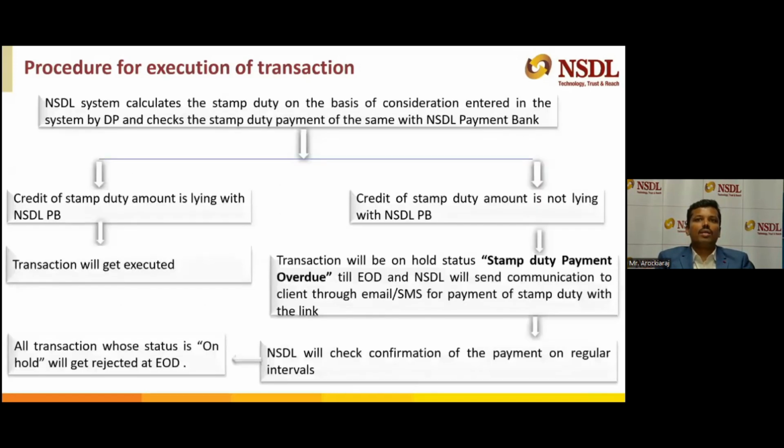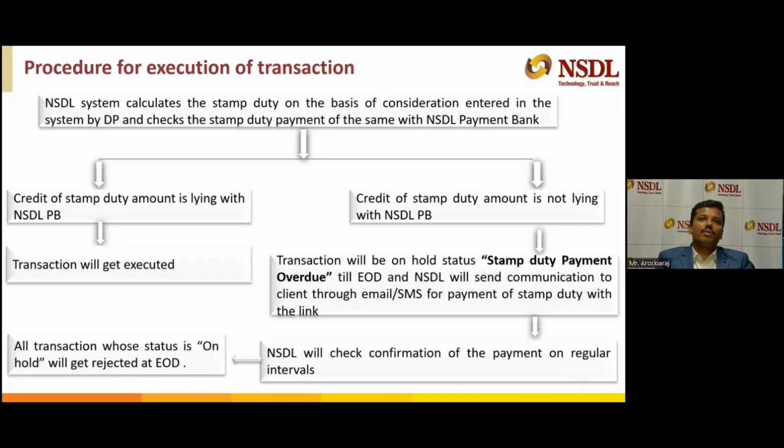Now let us see how the NSDL system checks the payment of stamp duty. The NSDL system calculates the stamp duty on the basis of the consideration entered in the system by the DP and checks the stamp duty payment of the same with the NSDL payment bank based on the virtual account number, that is SDDP followed by the DPID if the payment indicator is selected by the DP, or SDCL followed by the DPID and client ID if the payment is selected by the client.